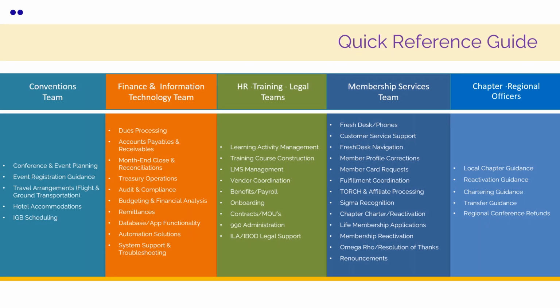Our operations consist of 10 departments across 5 key areas of service: conventions, finance and IT teams, HR and legal, membership services and customer service, admin services, special projects, and IGB.